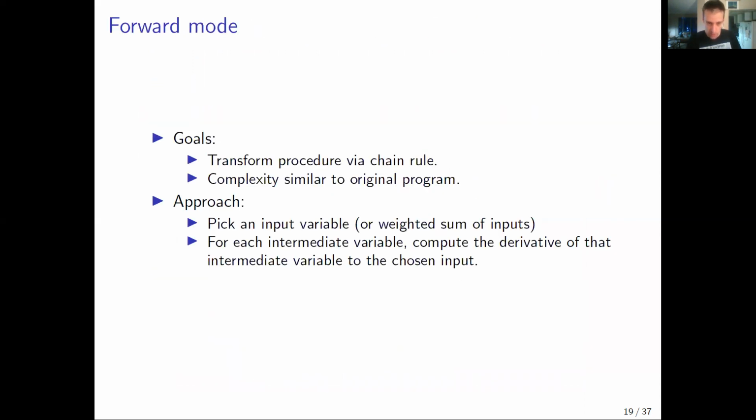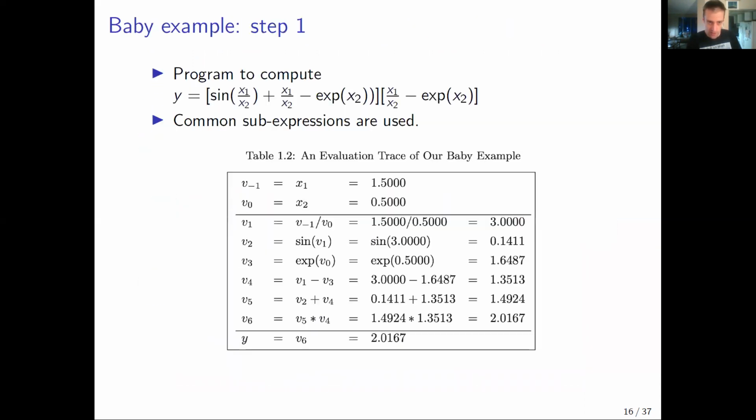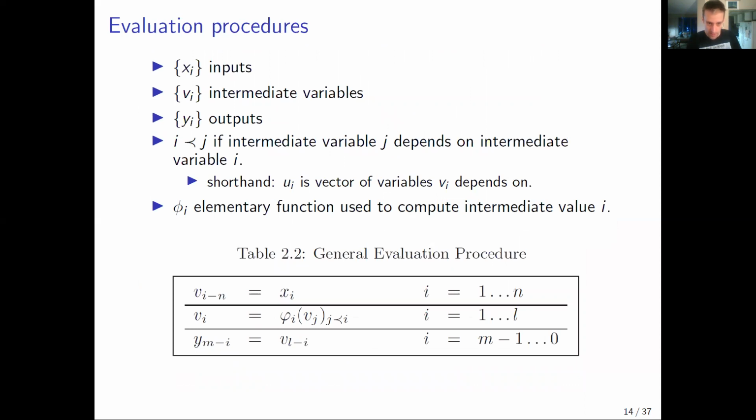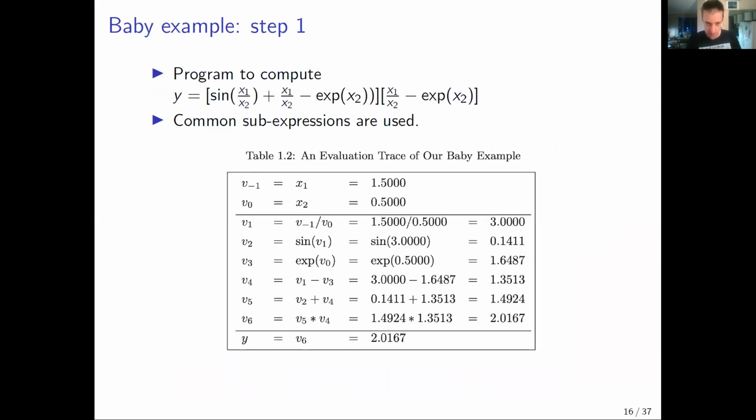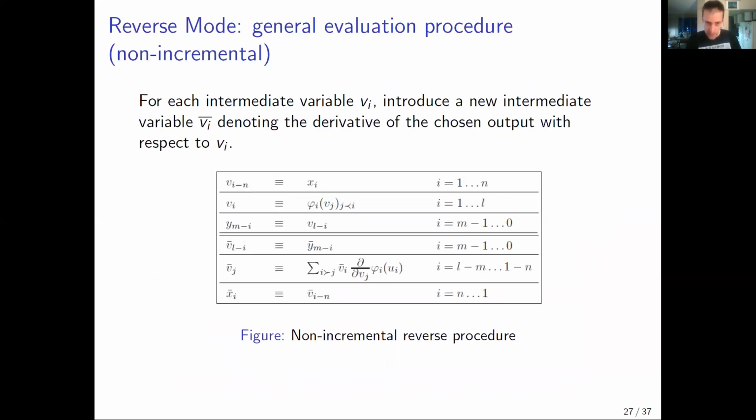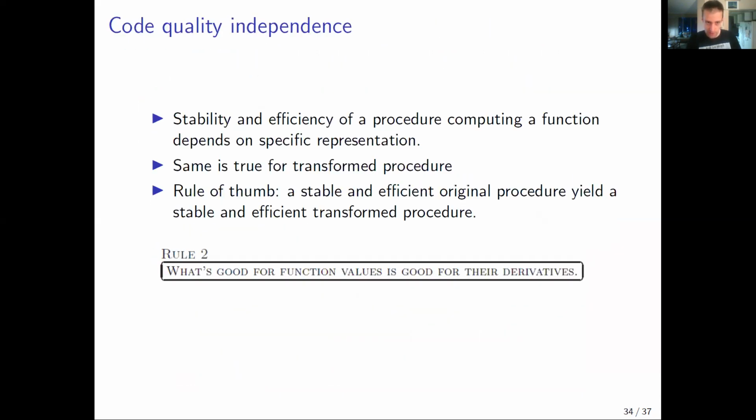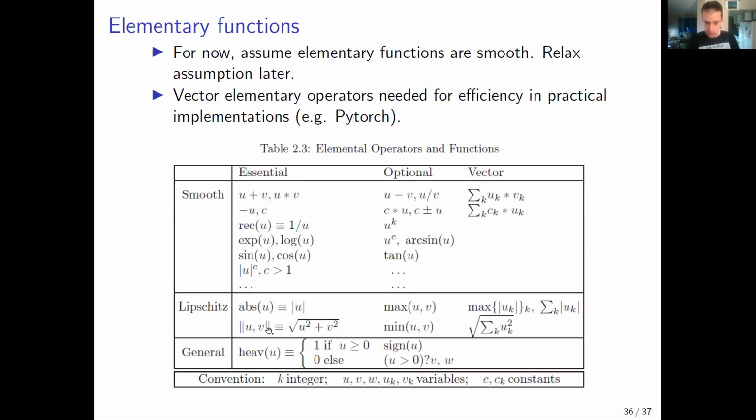That problem we noted was, where is that? It's back here. We noted that we were excluding control flow involving the independent variables, which severely limits the number of programs we can consider. But if we extend our set of elementary functions, as they do here, to include the Heaviside step function, then we can basically recover the ability to do control flow, because any control flow we may be interested in can be implemented in terms of the Heaviside step function.